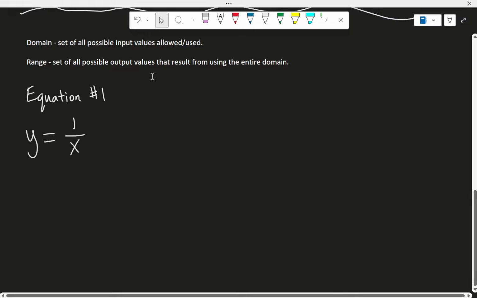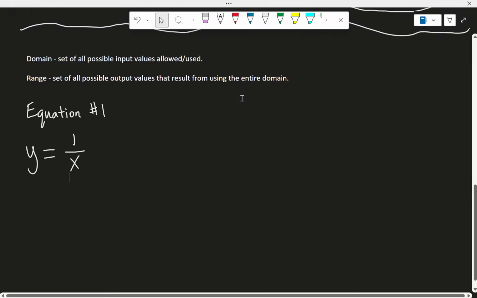In this video, I'm going to look at domain and range in context of just a math equation. So remember, domain is the set of all possible input values allowed or used, and the range is the set of all possible output values that result from using the entire domain.